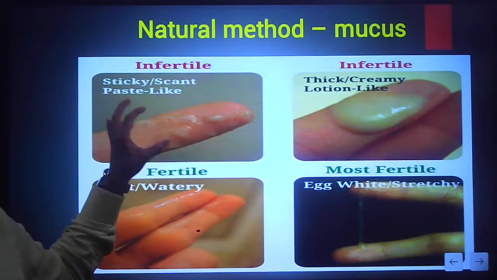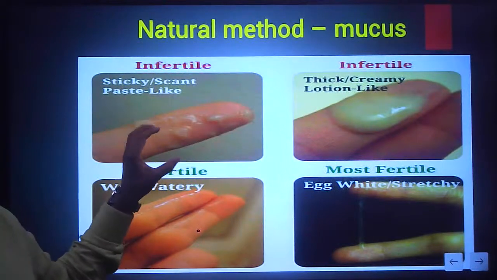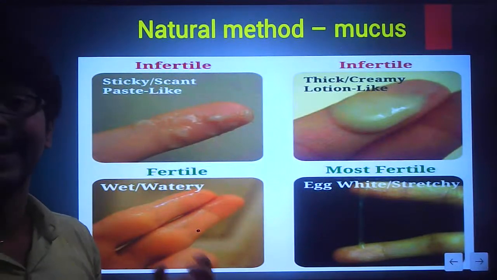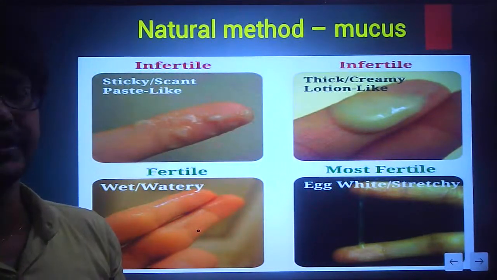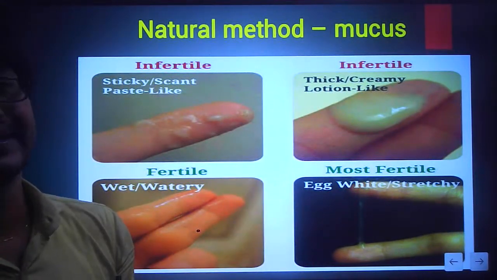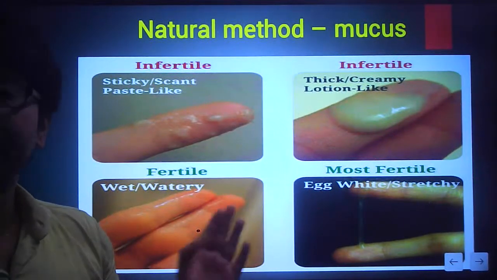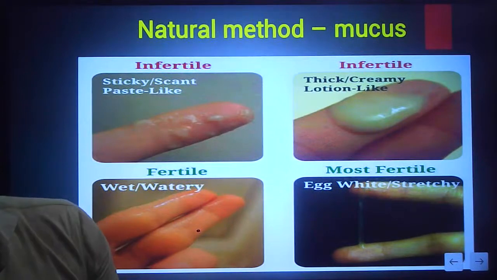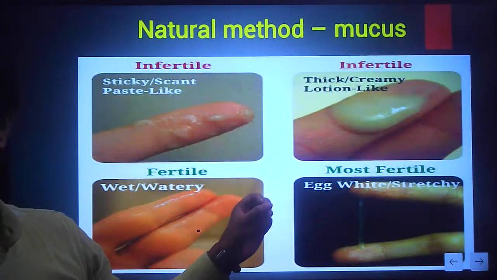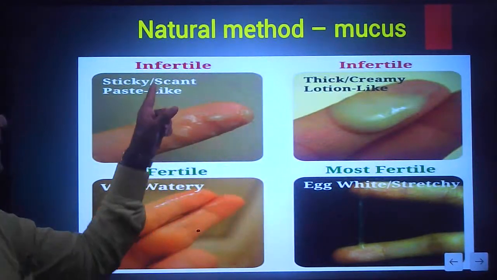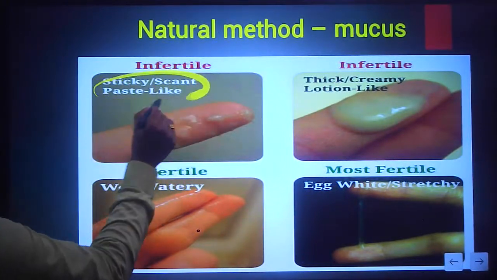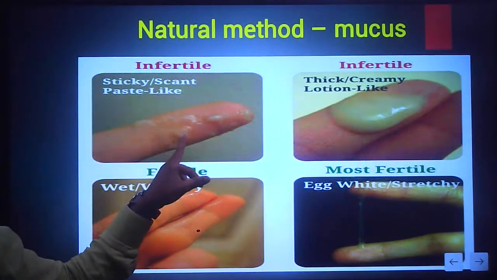The mucus is secreted by the cervix, and the quantity of mucus will be more at ovulation time. Before 14 days, the secretion of the mucus is comparatively less, but from the 14th day onwards, at ovulation, the mucus secretion starts increasing. In the infertile phase, the mucus is sticky, scanty, paste-like.